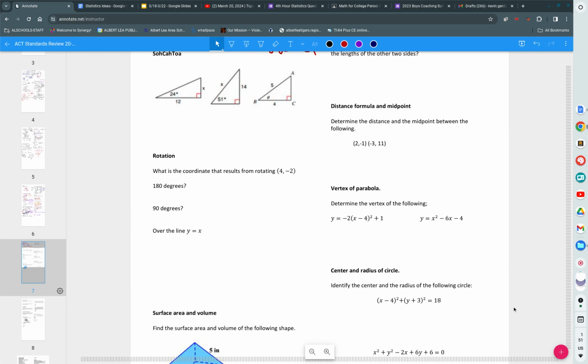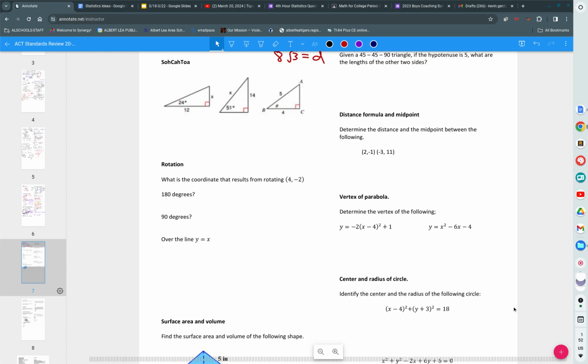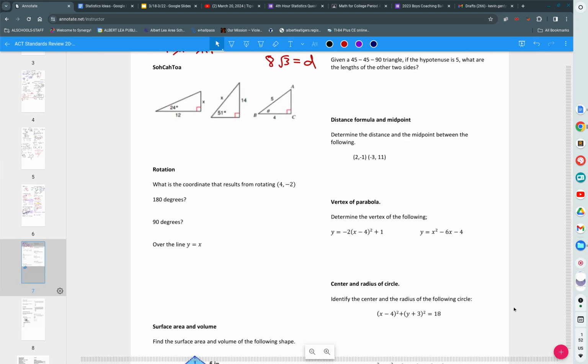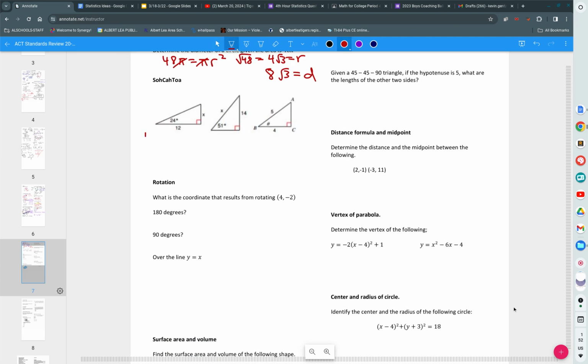Would you set up sine, cosine, or tangent for the first triangle? Tangent. You'd have the tangent of 24 is equal to x over 12. You could cross multiply and solve. The next one is you set up sine, cosine, or tangent.